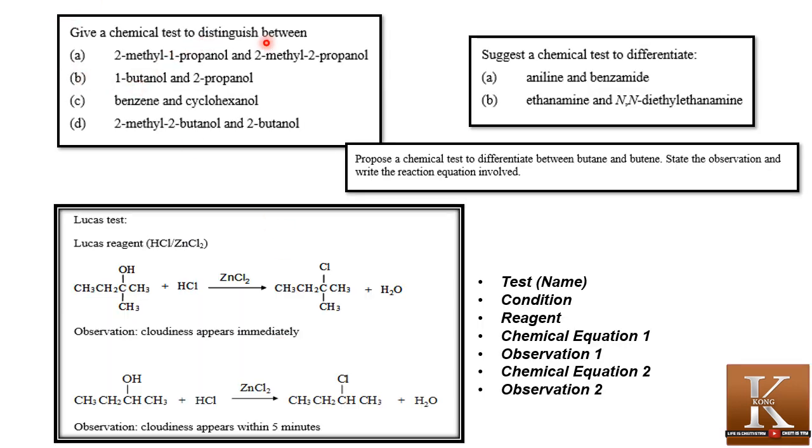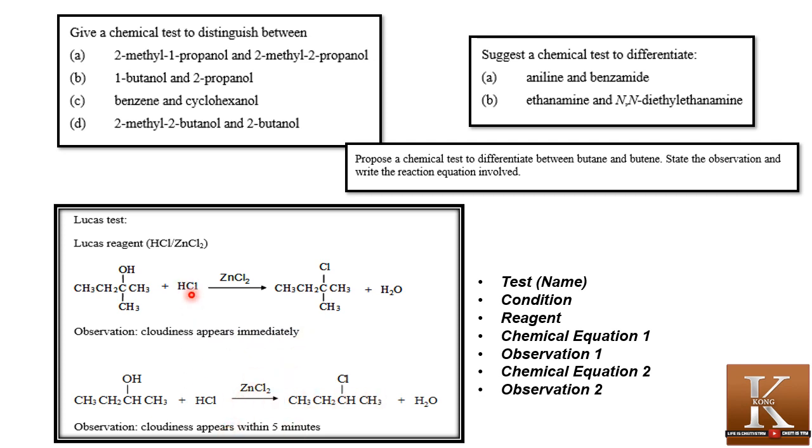Okay, the question related to chemical test is like this. Distinguish between 2 compounds. Suggest a chemical test. Propose a chemical test to differentiate between butane and butene. So the answer should be like this. What is the name of the test? What is the reagent? For this case, there is no specific condition. So this one is chemical equation 1, observation 1. Then chemical equation 2, observation 2.